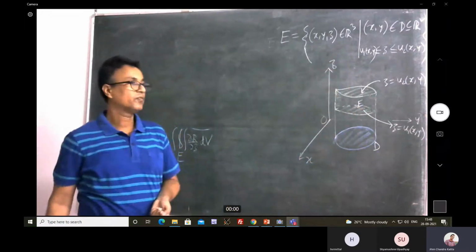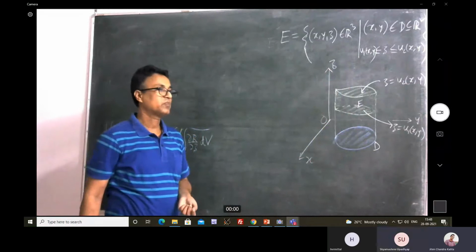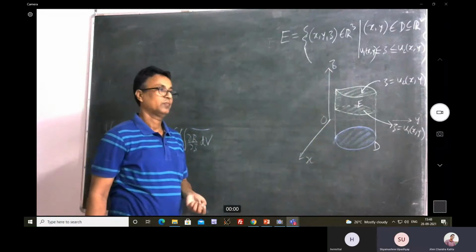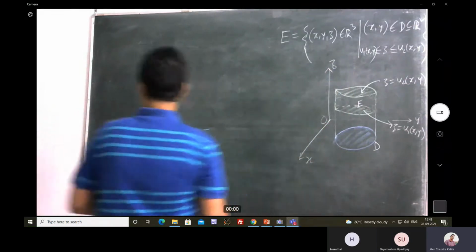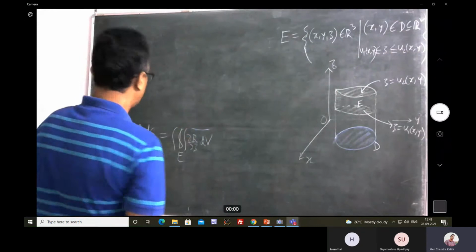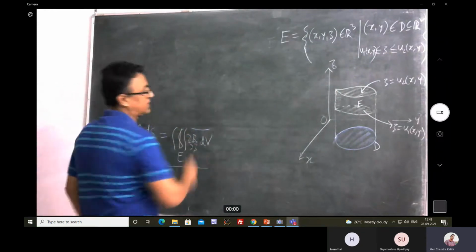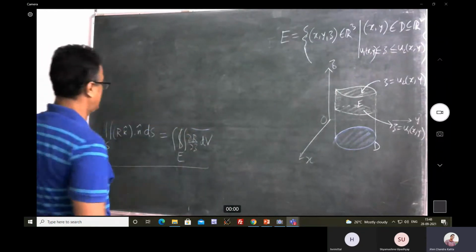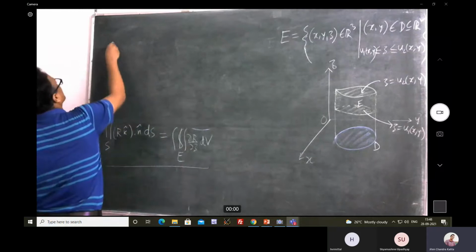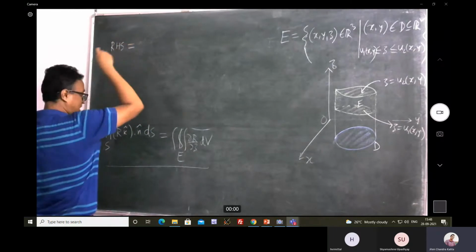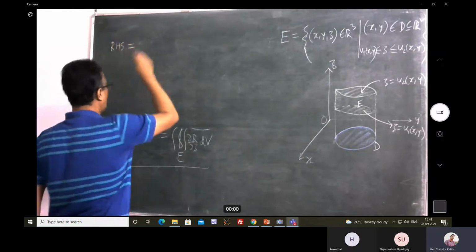Is the figure clear, what I'm trying to say? Fine? Okay. So now let us concentrate on the right hand side here. So here this right hand side equal to this one.